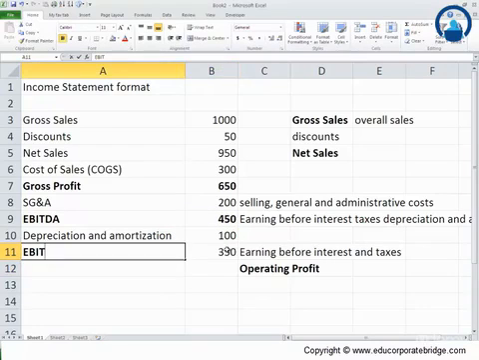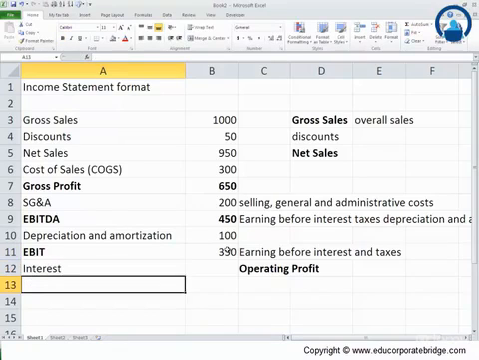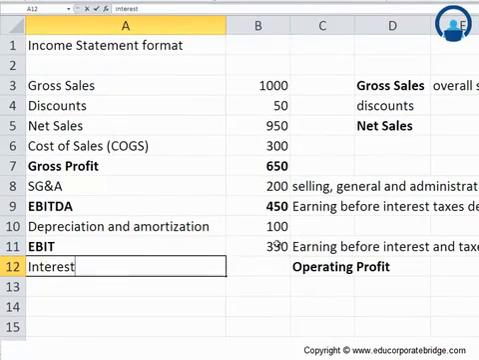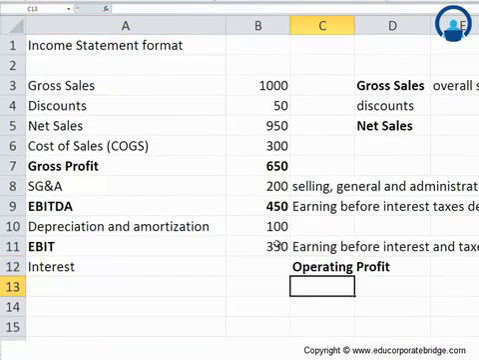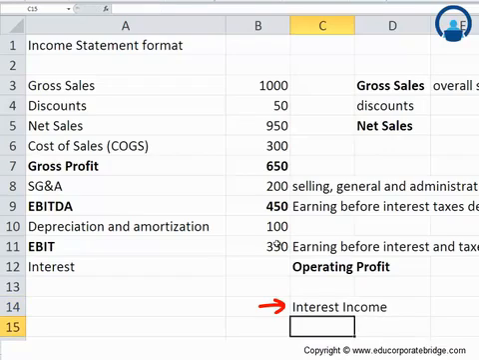The next item, as you can see, is earnings before interest and taxes. So there are two terms left, interest and taxes. So let me jot down interest first, because that's how it comes. Interest essentially is divided into two parts. One is the interest income and the other one is the interest expense.